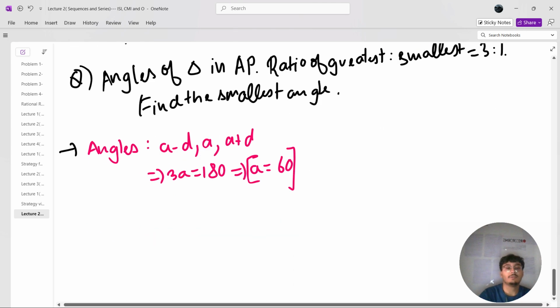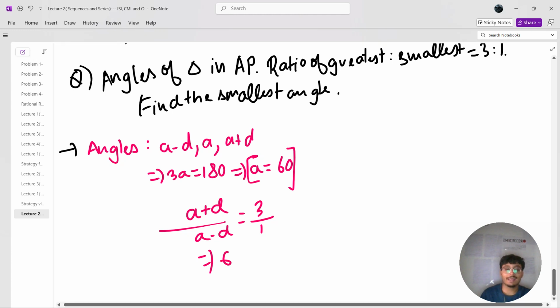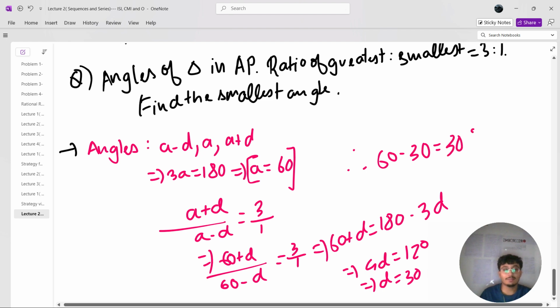And my ratio of greatest to smallest angle: my greatest angle is going to be a plus d and my smallest angle is going to be a minus d. So my ratio is 3/1, that is 3:1. My a is 60. So basically (60 plus d) by (60 minus d) is 3/1. Then it comes out to be 60 plus d is equal to 180 minus 3d. So if we calculate my d here, 4d is equal to 120, so my d is basically 30. Therefore, my smallest angle is 60 minus 30, which is 30, or pi by 6.